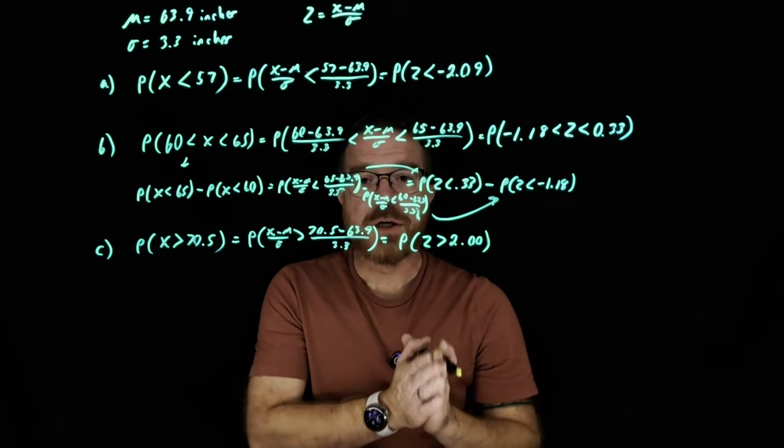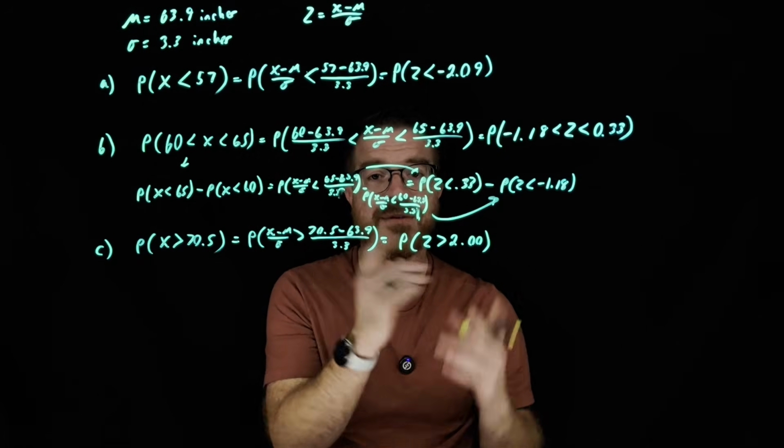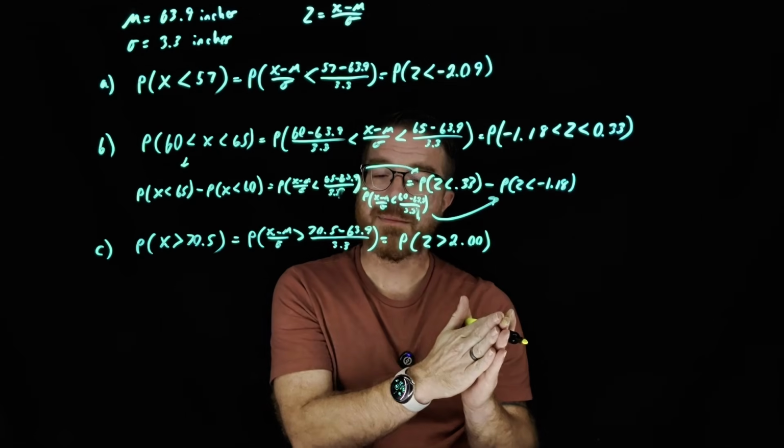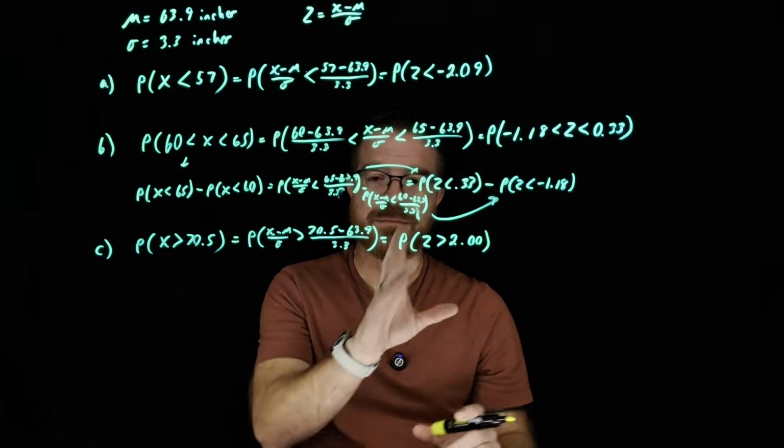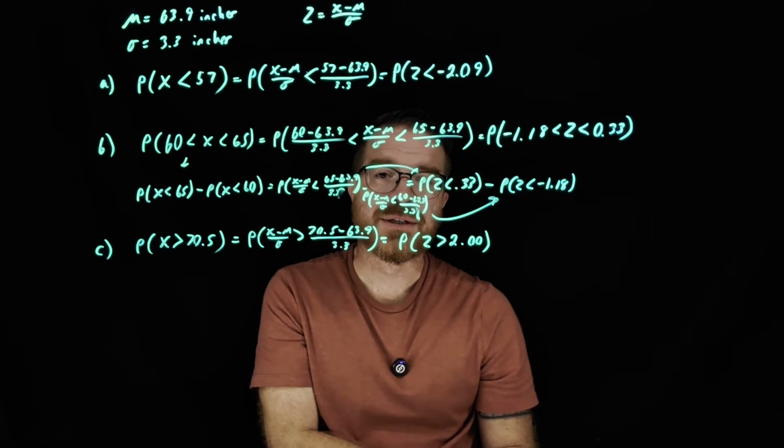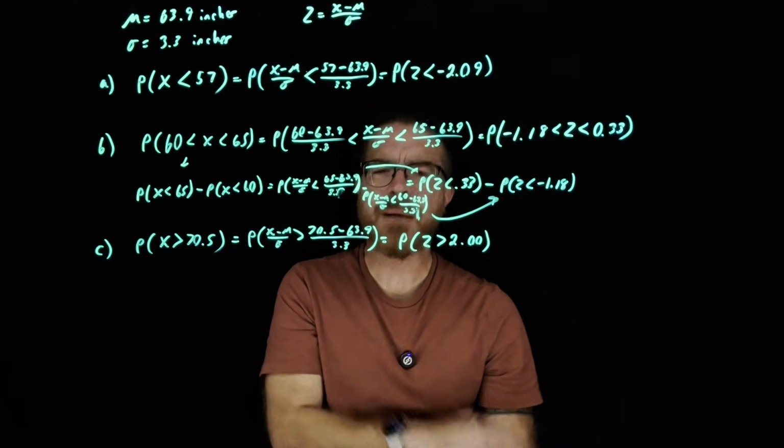Well, the answer is no, because it's looking to the right. So we have 2 possibilities. We can use the complement like we did in the last problem, or we could use symmetry, which will allow us to just use the negative z table. So I'm going to do that one for this.